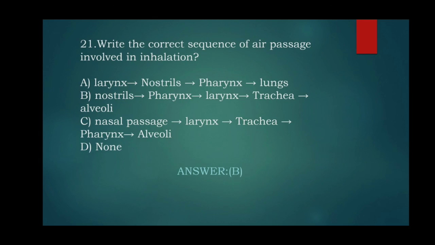Next question, write the correct sequence of air passage involved in inhalation. The options are option A, larynx, nostrils, pharynx, lungs. Then B, nostrils, pharynx, larynx, trachea, alveoli. Then C, nasal passage, larynx, trachea, pharynx, alveoli. Then option D, none. So you know that the different parts of the respiratory system include nostrils, pharynx, larynx, trachea, then alveoli. So the correct answer is option B.